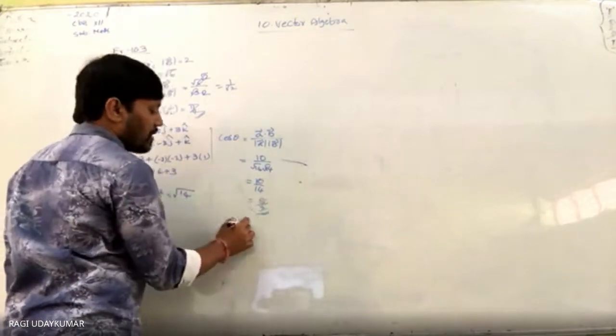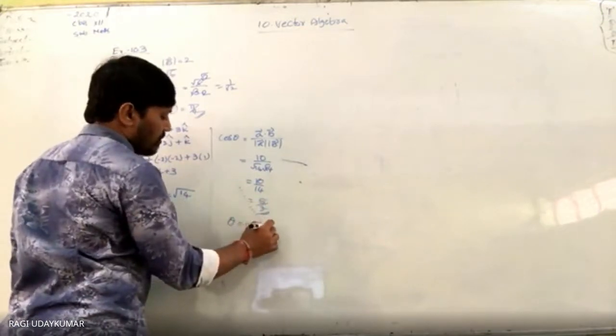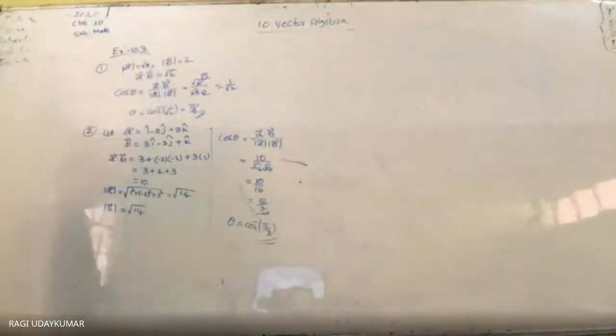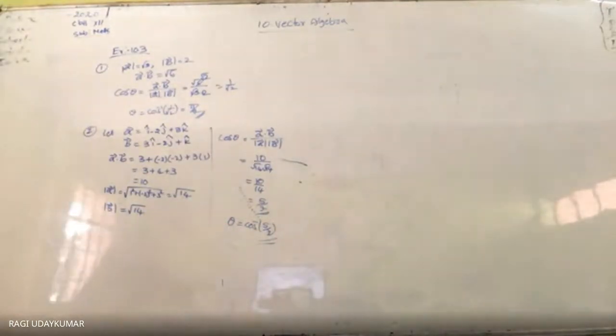So theta is equal to cos inverse. Angle is asking to you, not cos of the given angle is not asking. Whenever the angle is asked, you need to find the angle, that means the theta value. Theta you need to find out. So the angle between the two vectors is given as cos inverse of 5 by 7.